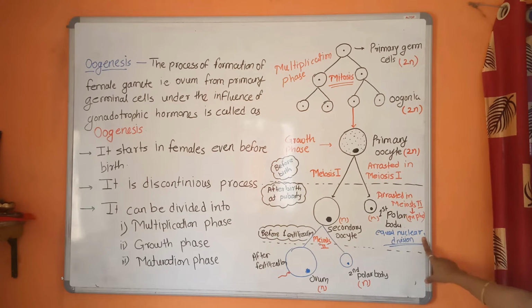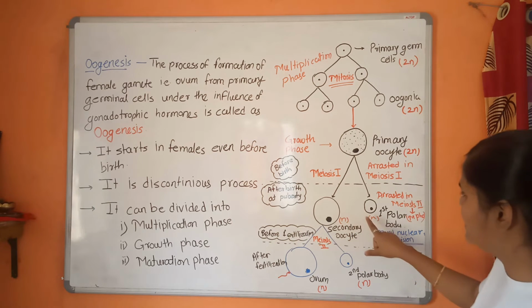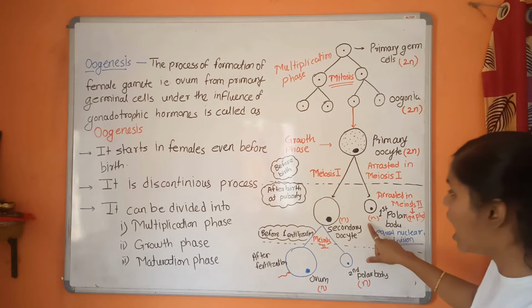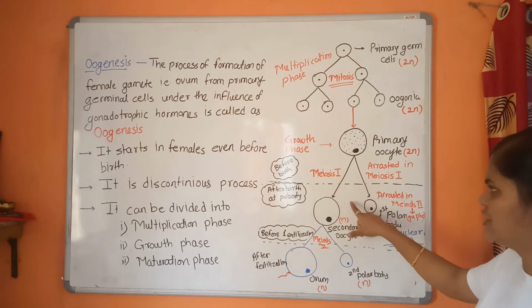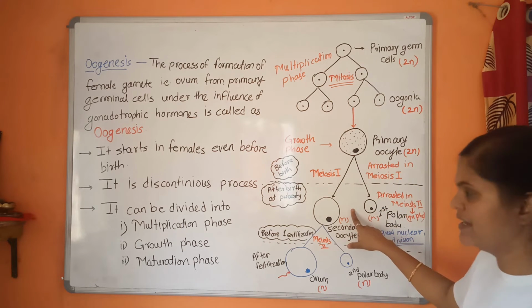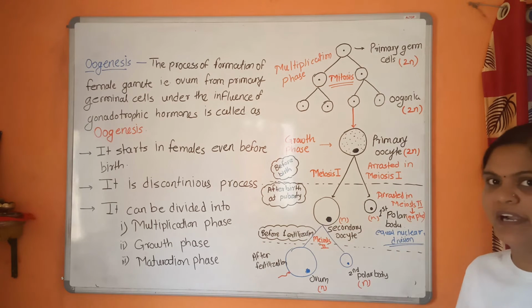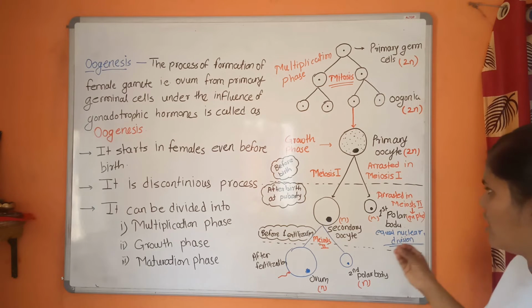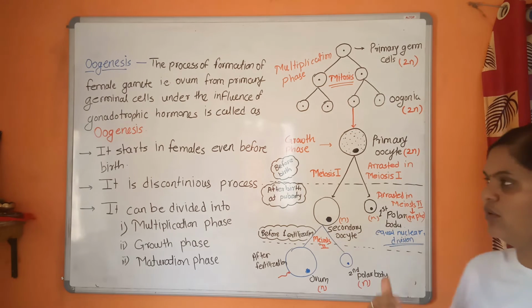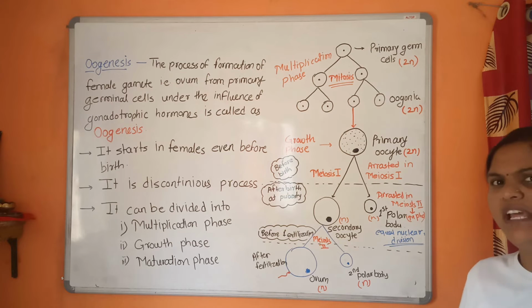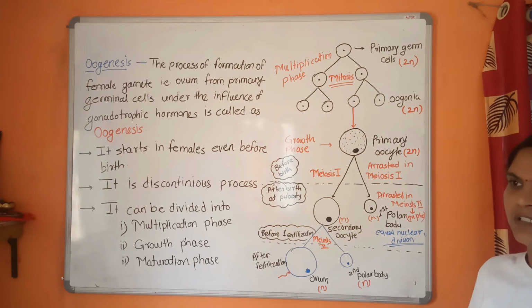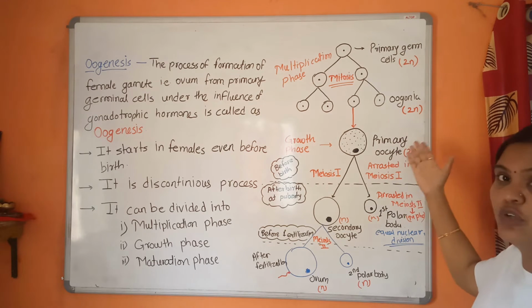Understand this? Okay. So this secondary oocyte and first polar body are produced after completion of meiosis 1, and this meiosis 1 is completed at the age of puberty. It starts at the age of puberty. So from 500 of these primary oocytes, only one per month, out of near about 40,000 to 60,000.